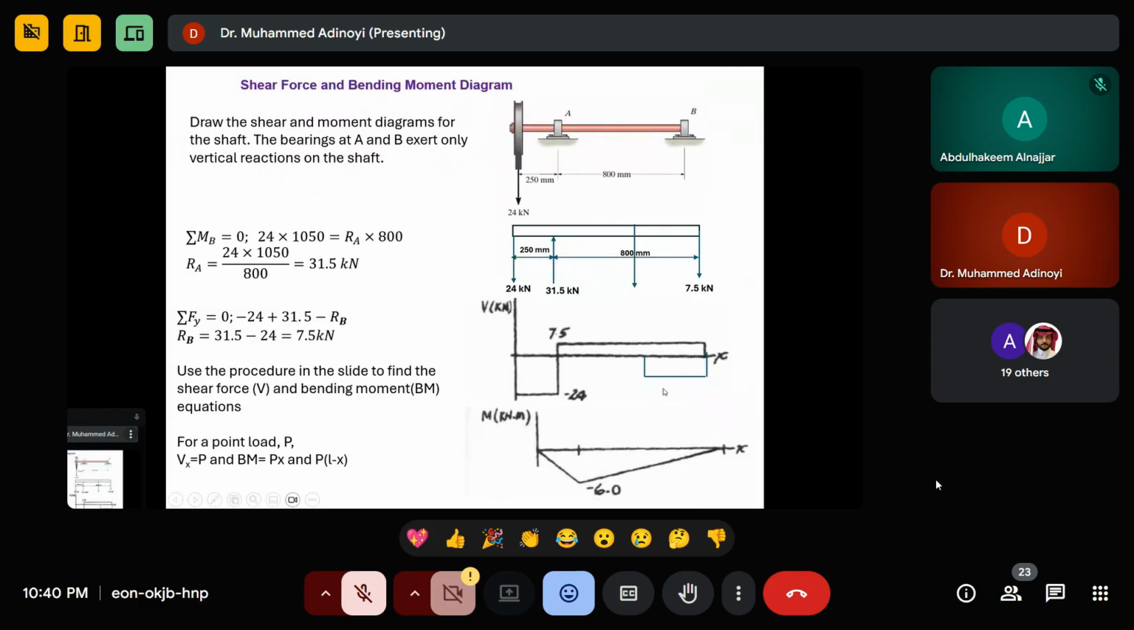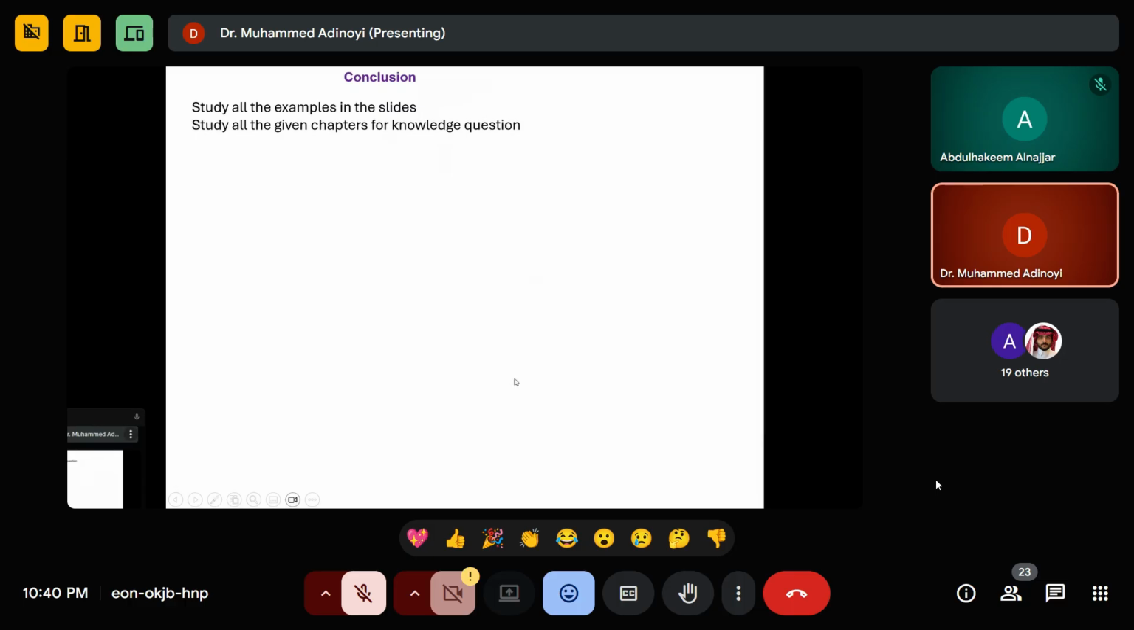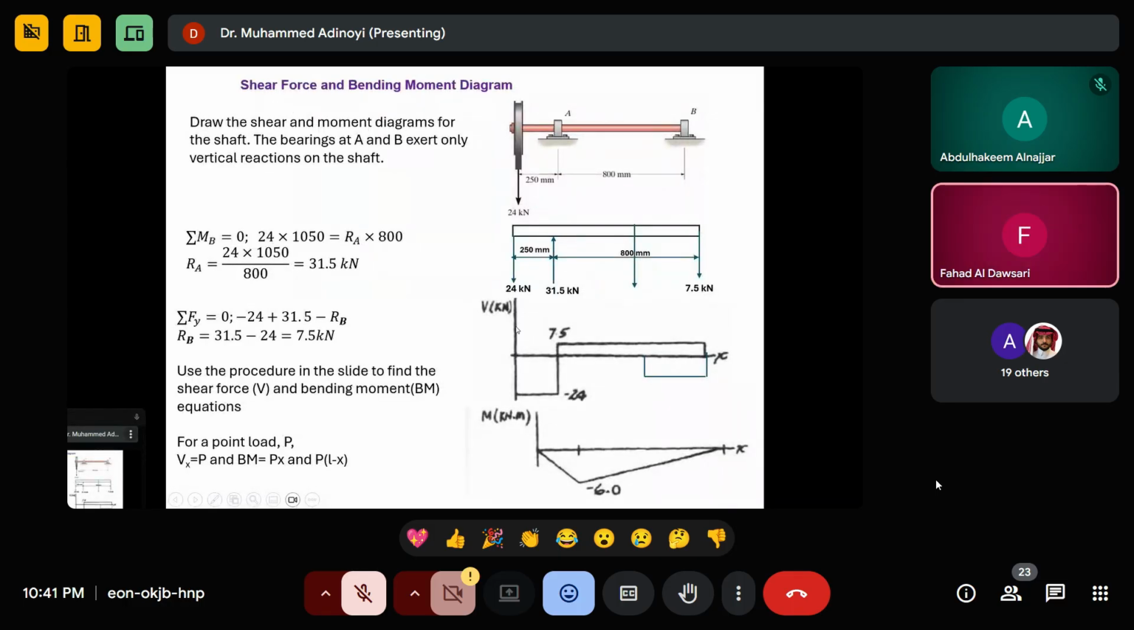Doctor, do we know how long it goes up and down? Yeah, depending. That's what I said. Look at your shear force diagram. Look at your force. Your force is pointing down, right? Yes, and 24. So you start from here, so your shear force diagram should point down. Yeah, but for how long?